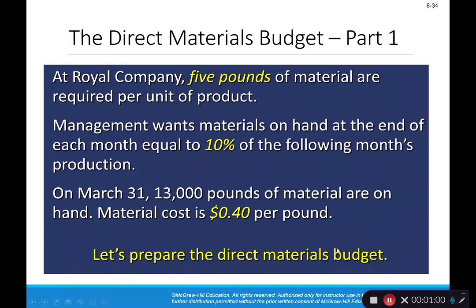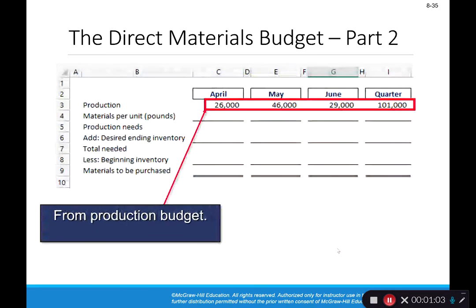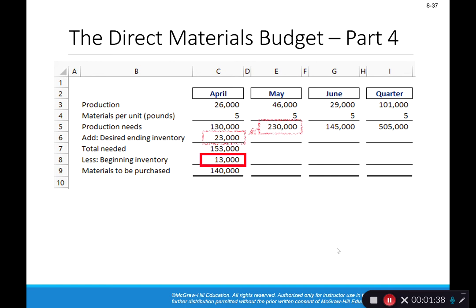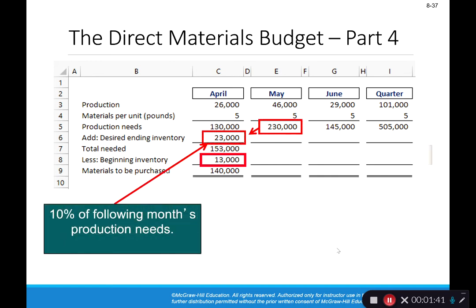So we're going to do this direct materials budget much like we did our production budget. We start with our production for each month of the quarter, and then there's an extra step because we have to convert units to pounds of material. So we're going to multiply the production in units times the 5 pounds needed per unit to figure out how many pounds of material we need for each month. And then we're going to go through that same process as the production budget. We'll add our desired ending inventory, take out our beginning inventory, and that'll tell us how much we need to buy. The ending inventory is going to be 10% of the following month's production needs.